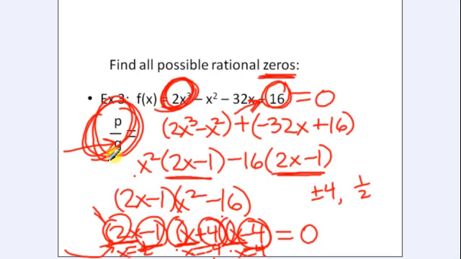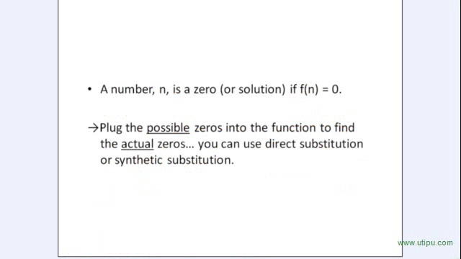Now, we had a big list of possible rational zeros, and notice we ended up with 3 that are actual zeros. Now, we aren't always going to be able to factor to solve these actual zeros, so let's look at how else we could find them. A number n is a zero or a solution of the function if f of n equals 0. So if I plug n into the function and I get a result of 0, well then I know it's a zero of the function.